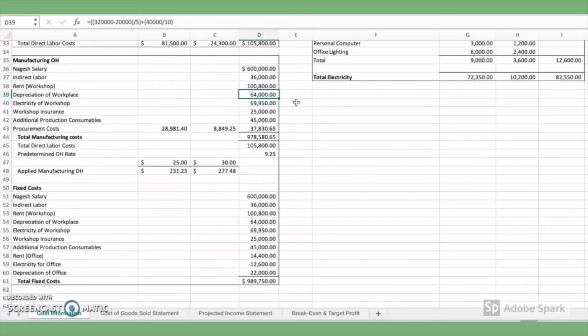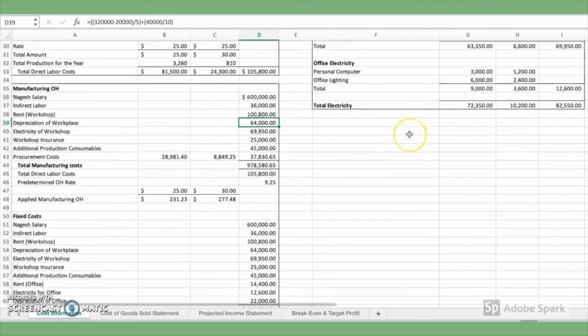So then we have depreciation of the workplace as well. So there was a chart given, it's Exhibit 2 of the case, and it's plant and machinery and then workshop furniture and fixtures. And we're looking at depreciation based off of a straight line basis. So for the plant and machinery, we take the $320,000 minus the salvage value and then divide by the life, and we get $60,000. And then same thing with the workshop furniture and fixtures, $40,000 divided by 10 to get $4,000 depreciation. Add that together and you get the $64,000.